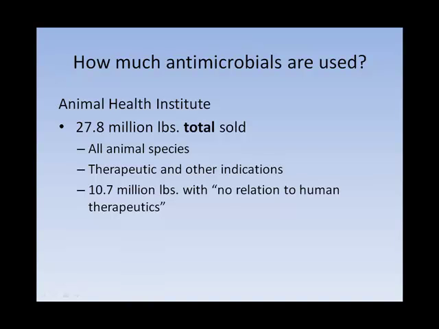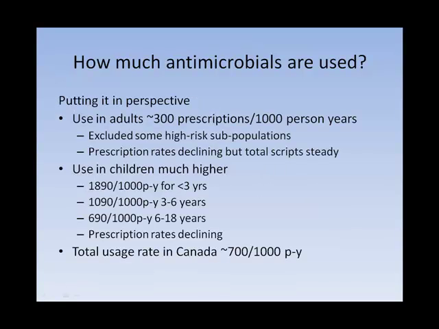Let's try to put that a little bit in perspective with human usage of antimicrobials. There have been a couple of studies done in adults, and they excluded some high-risk subpopulations. There are reasons to do that, but ultimately what that means is, in reality, they were looking at unnecessary prescriptions, and high-risk subpopulations arguably never have unnecessary prescriptions. If they have an exposure, they may warrant a prescription, so that's why they excluded those. But anyway, they looked at about 300 prescriptions per 1,000 person-years, okay? Or on average, one person is going to get a prescription every 3 years, thereabouts.